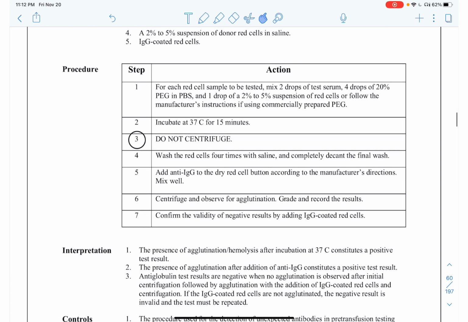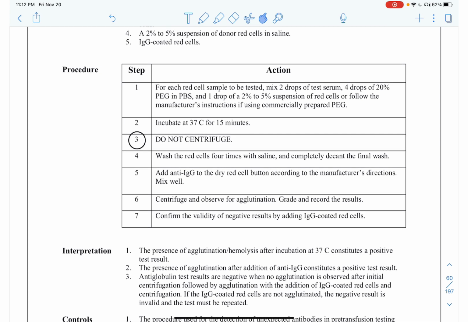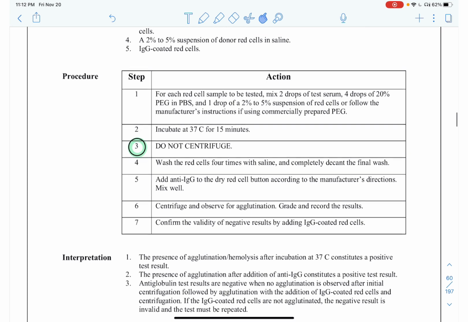The procedure is much like Liss, except we do not, and it says this in bold, centrifuge after 37, and this is because of the precipitate that can occur due to the interaction of polyethylene glycol and patient serum.